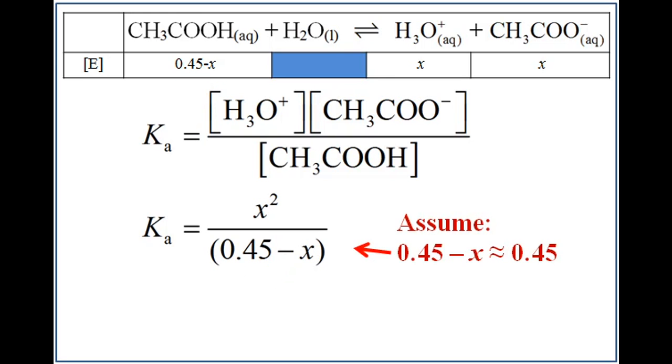To avoid having to use a quadratic, we realize that acetic acid is quite weak, so we make the assumption that the amount ionized, X, is insignificant compared to 0.45. So 0.45 minus X is almost equal to 0.45. When you're doing a question like this, you must state the assumption in your work. So we can state that Ka is approximately equal to X squared over 0.45.